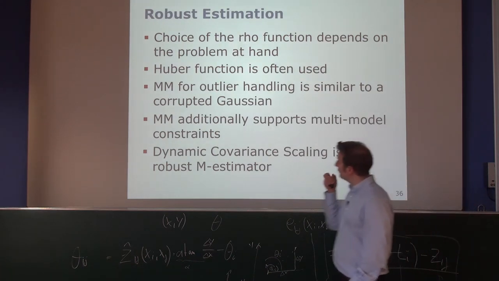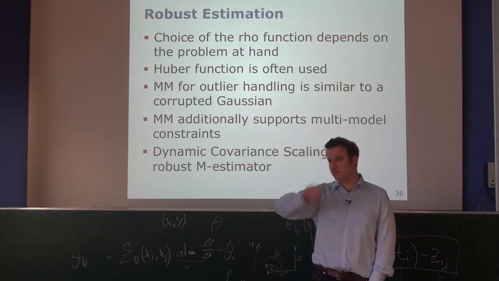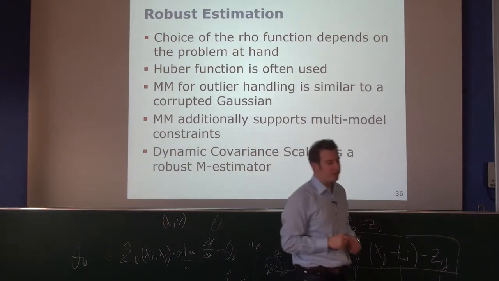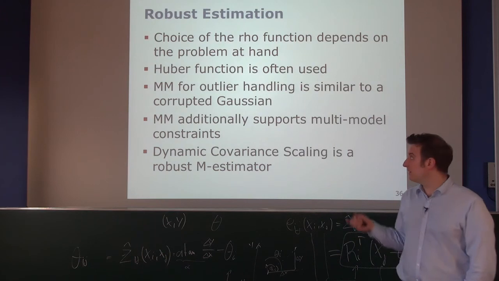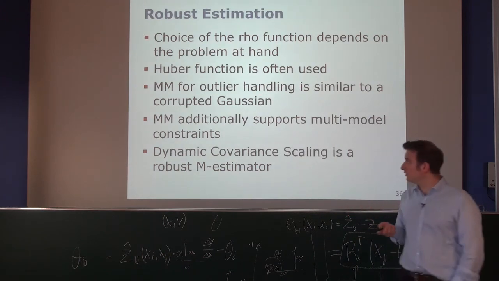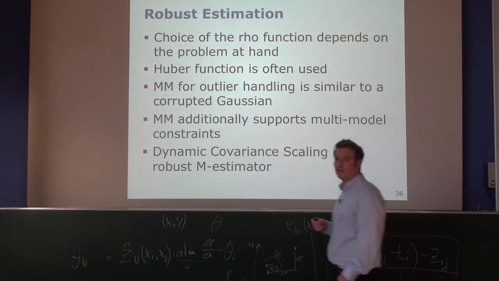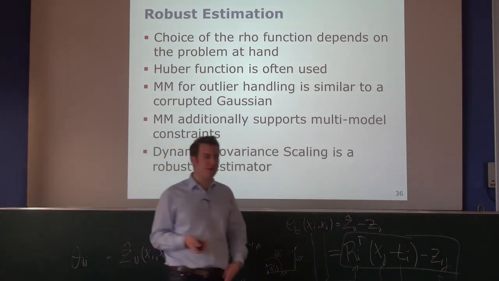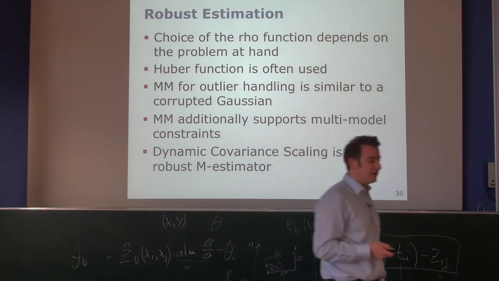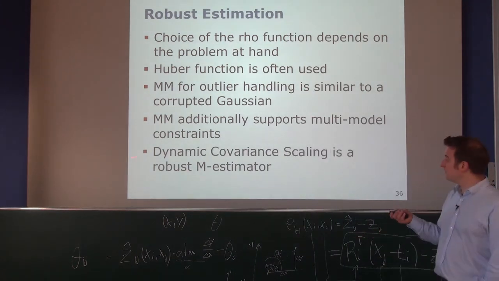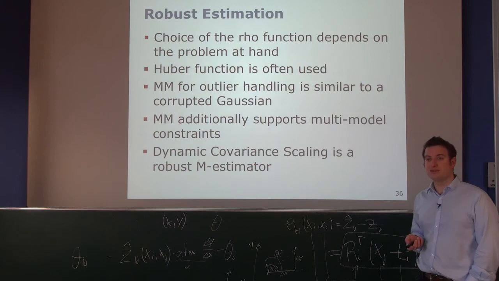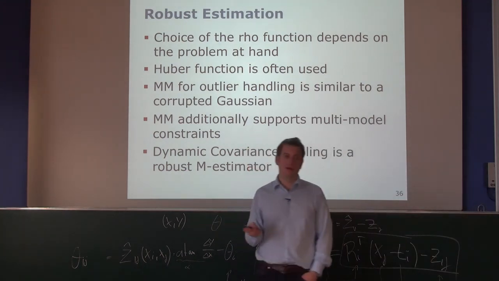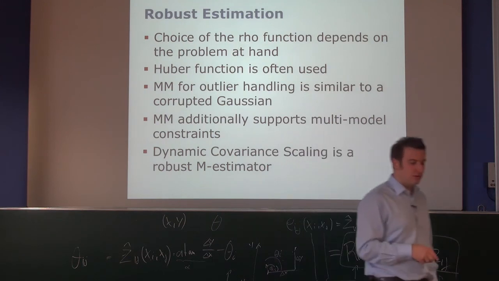So the Huber cost function is often used. This is the parabola close to the mean and the linear function outside. And then there's max mixture, which is quite similar to a corrupted Gaussian. It still has the advantage that it can handle multimodal distributions, which is a very nice property that I like. And for dynamic covariance scaling, just as a note, this is similar to a robust M estimator of these families that we have seen. It's actually an equivalent that you can show.